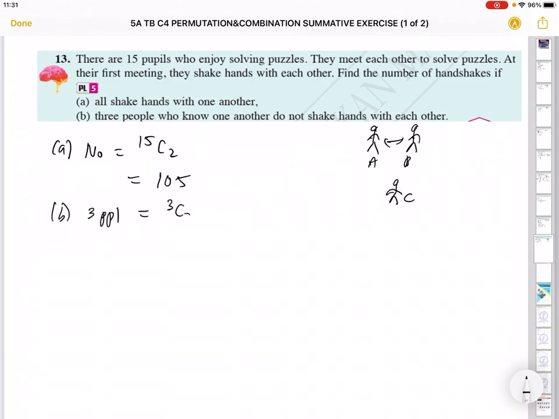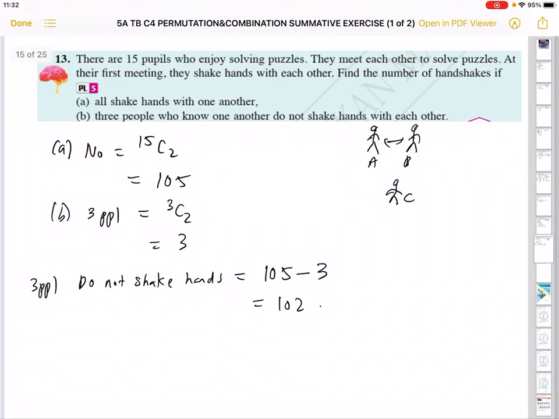The answer is 3, right? Now they do not shake hands. You can write numbers. The three people who do not shake hands will be total 105 minus the number of times that three people shake hands. Always use total minus. Total minus is so easy, right? You don't have to consider all the different combinations. Okay, so let's move on to number 14.